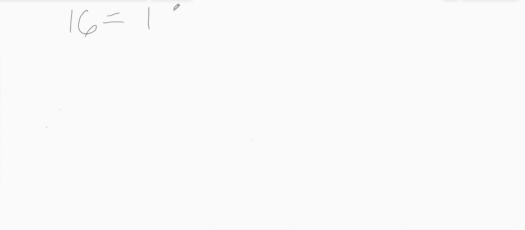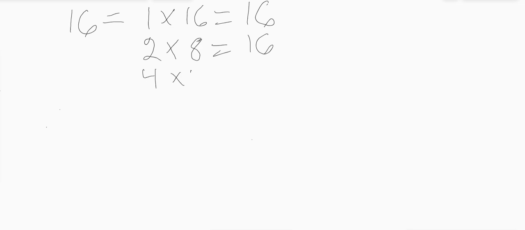are 1 times 16 is 16. 2 times 8 is 16. Let's see, 4 times 4 is 16. I do believe that's all the multiples that I can think of off the top of my head. Now, when you're multiplying, and I'm going to teach you how to multiply in the next chapter, when you're multiplying any two factors, you're always going to get the whole number that you're looking for.